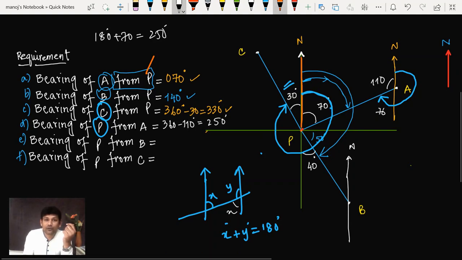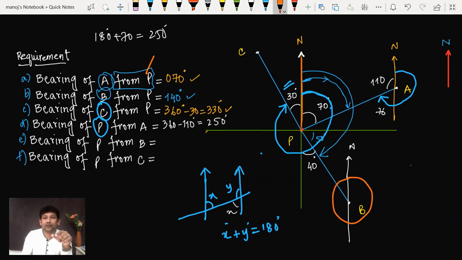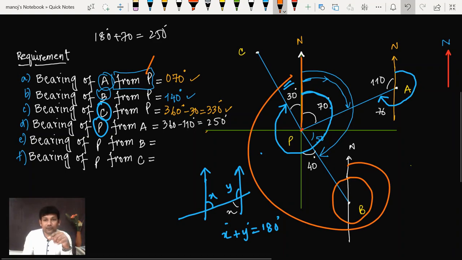And I will draw what? A circle at the special point, and I will travel on the circle. Sometimes students think they will move from here till here. No, please don't do it. Make a circle and travel on the circle.